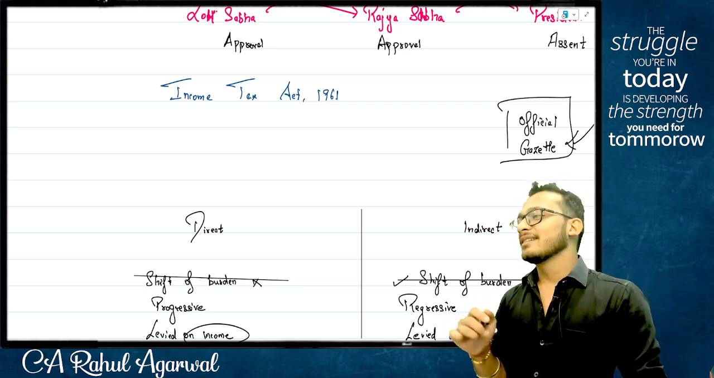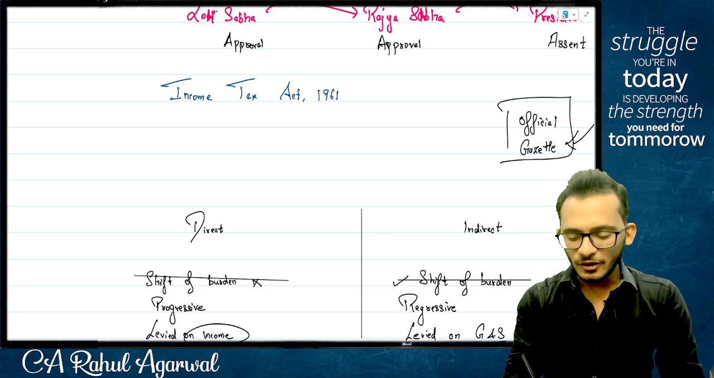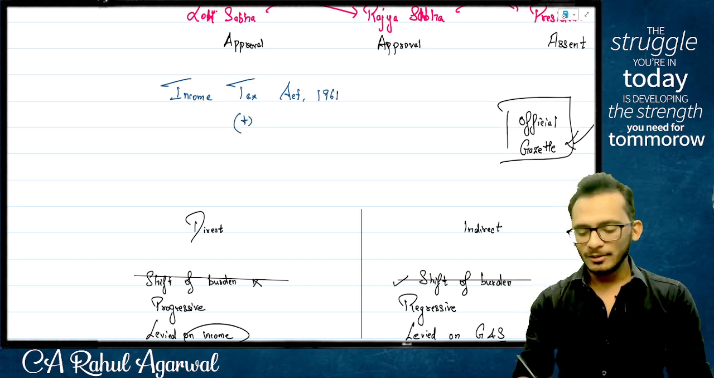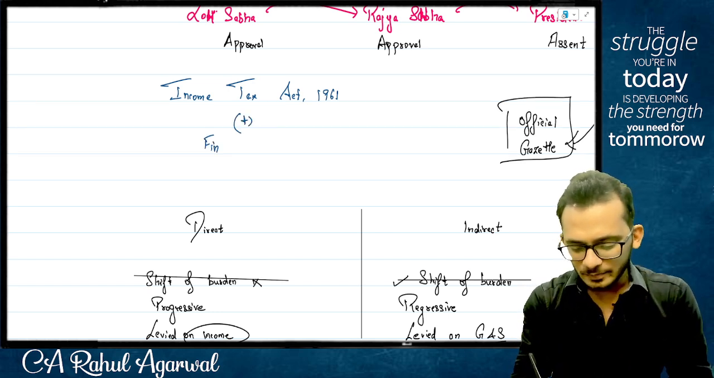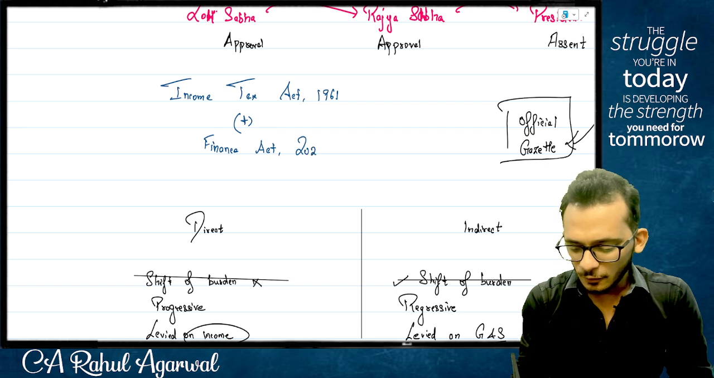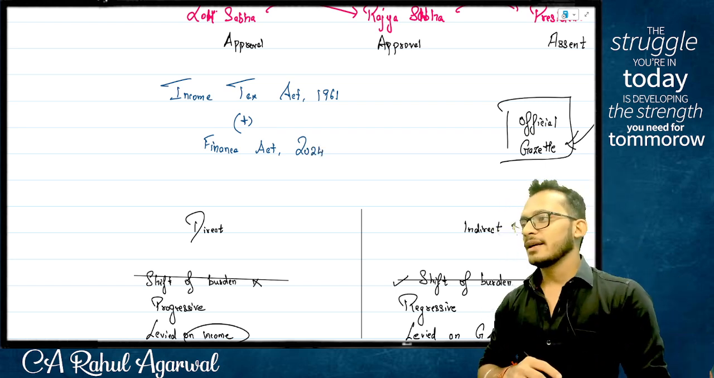Income Tax Act 1961. Along with that, you have two acts, people. For your syllabus, you'll be reading two acts with me. You will be reading something called the Finance Act 2024, which came in February.